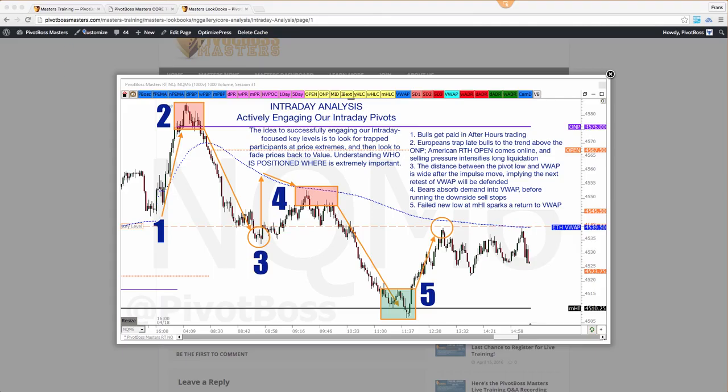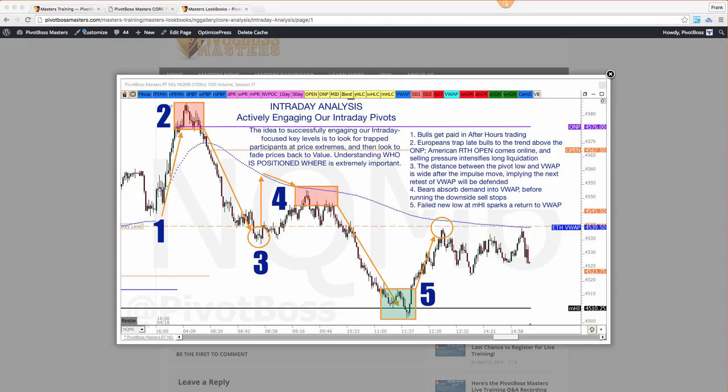Okay, so here's a look at actively engaging our intraday pivots using our intraday analysis. Again, remember, the idea is to understand who is positioned where at times. Who is in control of the current move? Are they beginning to lose control of that current trend? Because if so, you could see a major counter trend swing against those participants that run the stops in the opposite direction. That is the goal for every single trade you should trade.